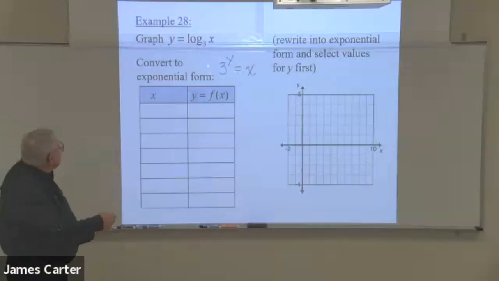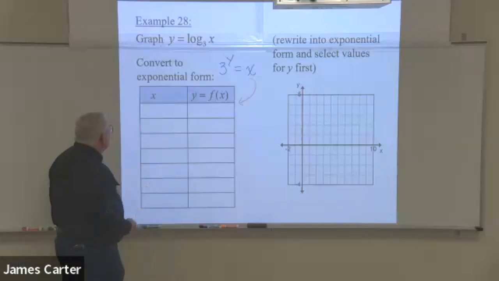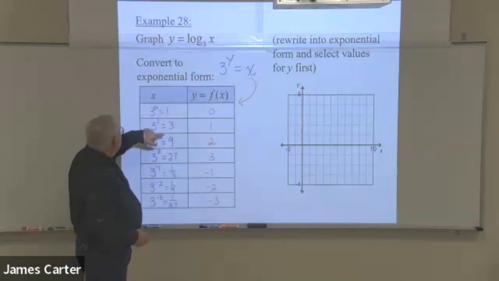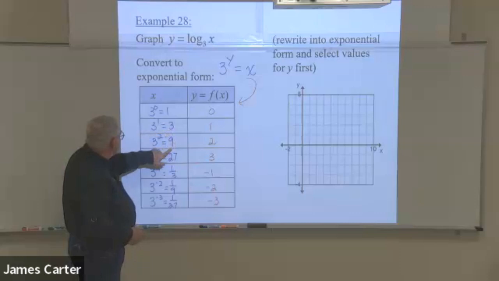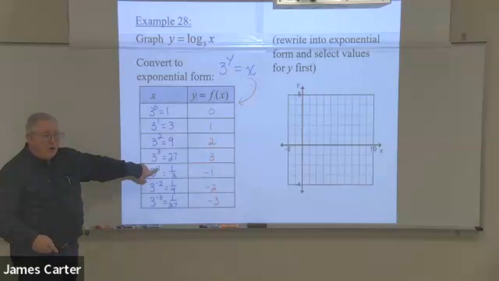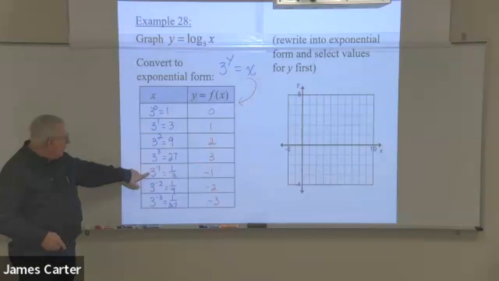We can convert this to exponential. Okay. Now, in terms of figuring the numbers to go over here, that's the easiest way to do it. Okay. 3 to the 0 is going to be 1. 3 to the first is 3, 3 to the second is 9, 3 to the third is 27. You can use negative powers. You just can't make the 3 itself negative. Okay.